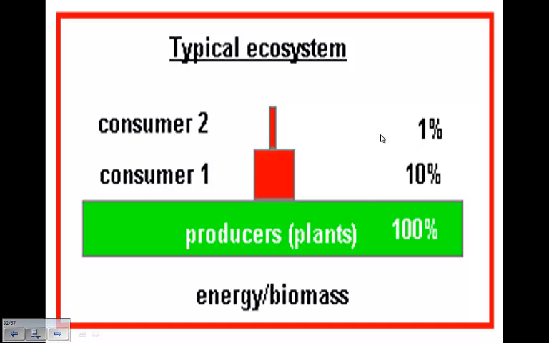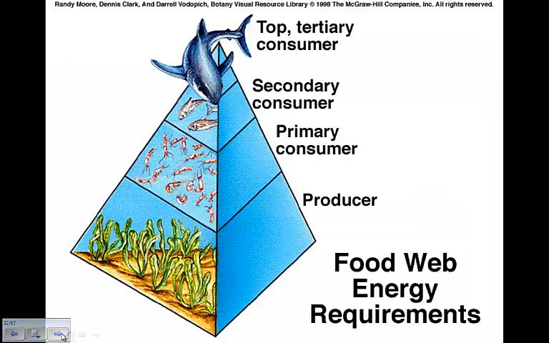We go up another level, we only get 1%, which is 10% of that 10%. So it decreases by 10% each level, and tertiary would be 0.1%. All right? Okay, so here we have our pyramid just showing that there'd be lots and lots of plants, less primary consumers, less secondary, and then very few top tertiary consumers.